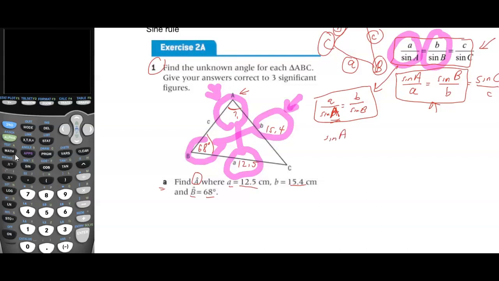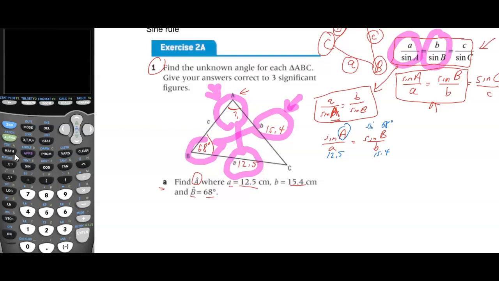As we do these problems, it'll become obvious why this is easier, okay? So I'm going to copy down the other version, which has the sine on top and the sides on the bottom. Now I'm going to fill in some of the data here. So we know that small b is 15.4. We know that small a is 12.5. We know that angle A is what we want to know, and we know the angle B is 68 degrees.